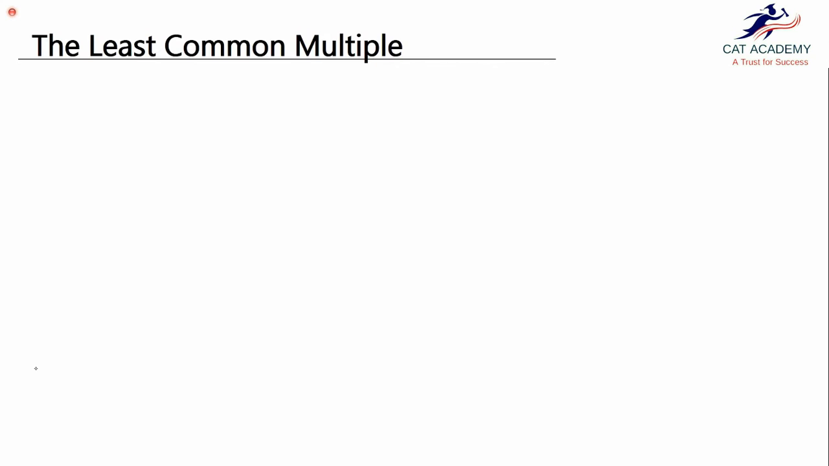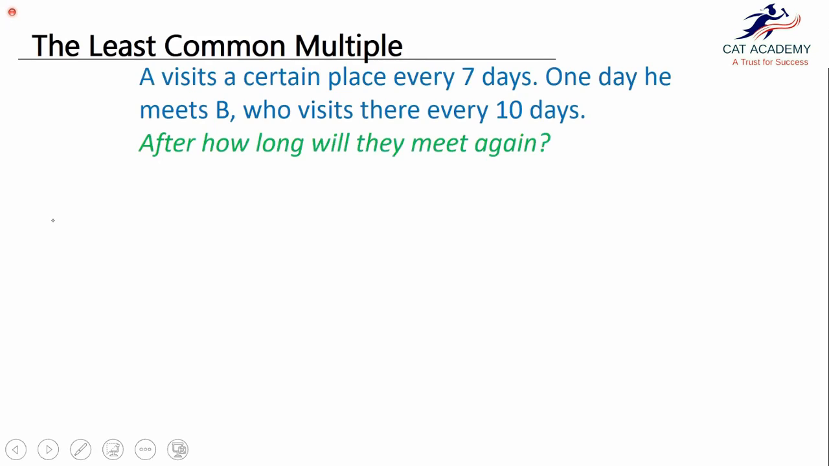Let's try to understand what is LCM, least common multiple. A visits a certain place after every 7 days. One day he meets B, who visits there after 10 days. So, after how long will they meet again?